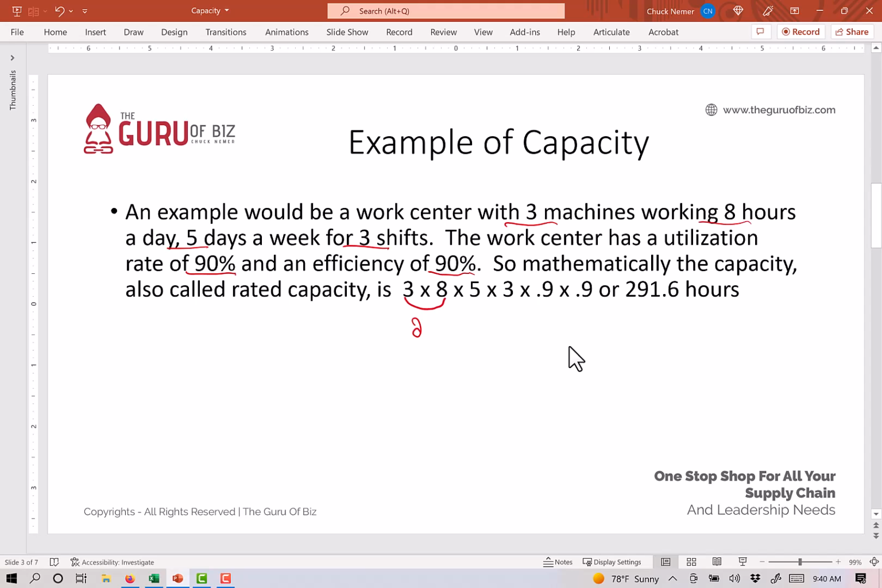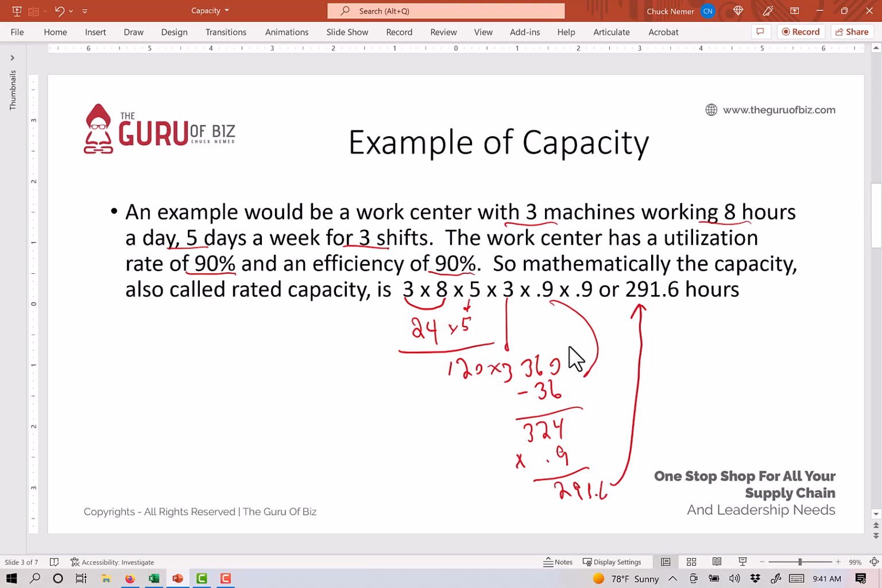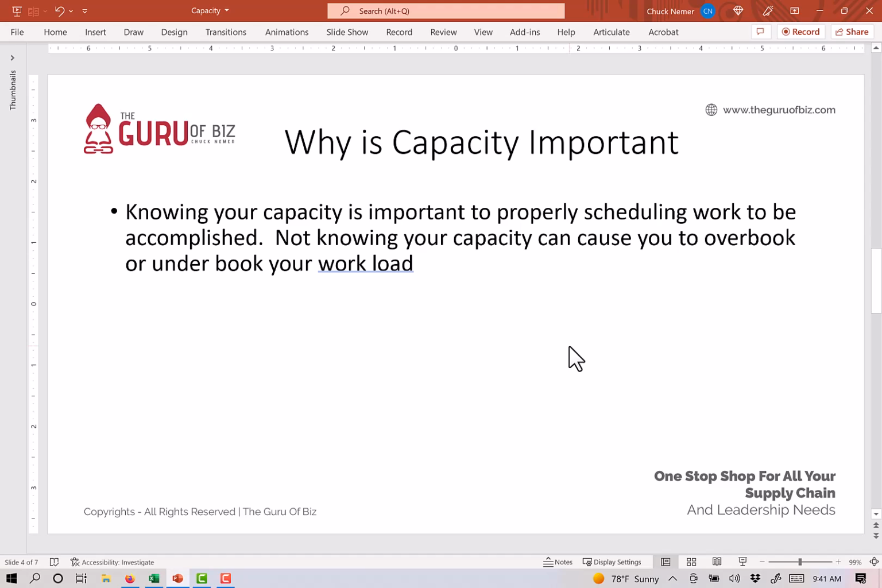3 machines, 8 hours a day is 24 hours a day, times 5 days a week, which is 120 hours, times 3 shifts is 360 hours. And we're only able to utilize 90% of those 360 hours, so we're going to lose 36 hours. So now we're down to 324, and of the 324 that's available, we are 90% efficient. Therefore, the rated capacity, the number we work with, is 291.6 hours. This is important for proper scheduling to be accomplished.